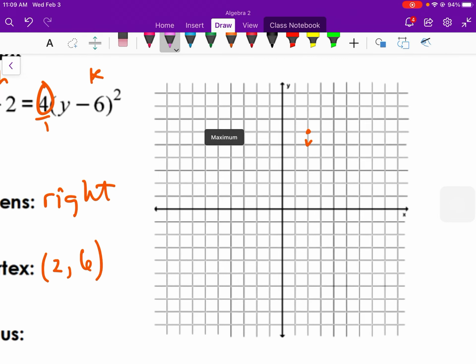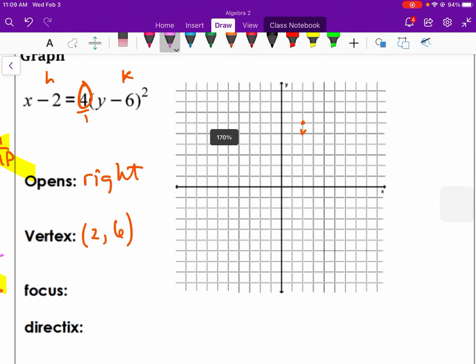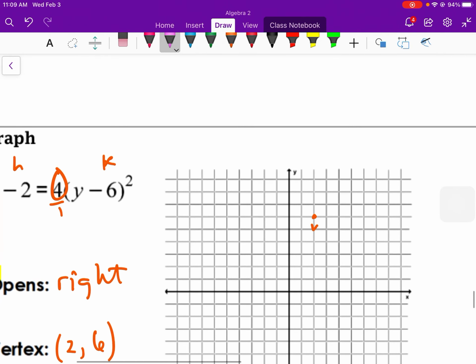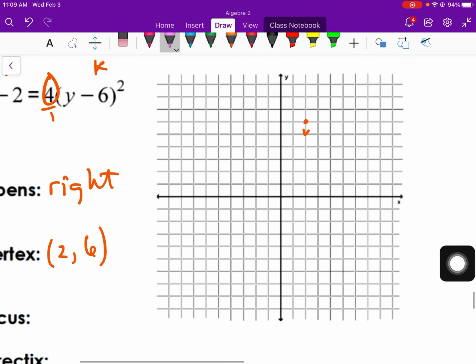So it's going to be really close here for both the focus and the directrix from the vertex. We're moving over p, which is 1/16, to the right for the focus. So it's really close here. That's our focus. And then our directrix is going to be 1/16 back.